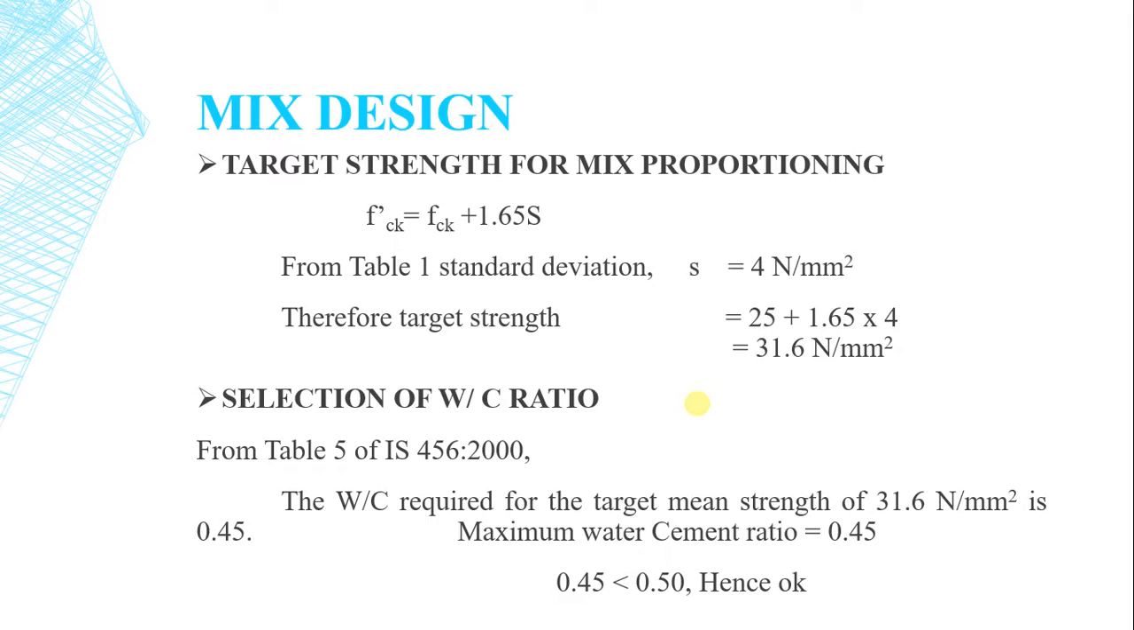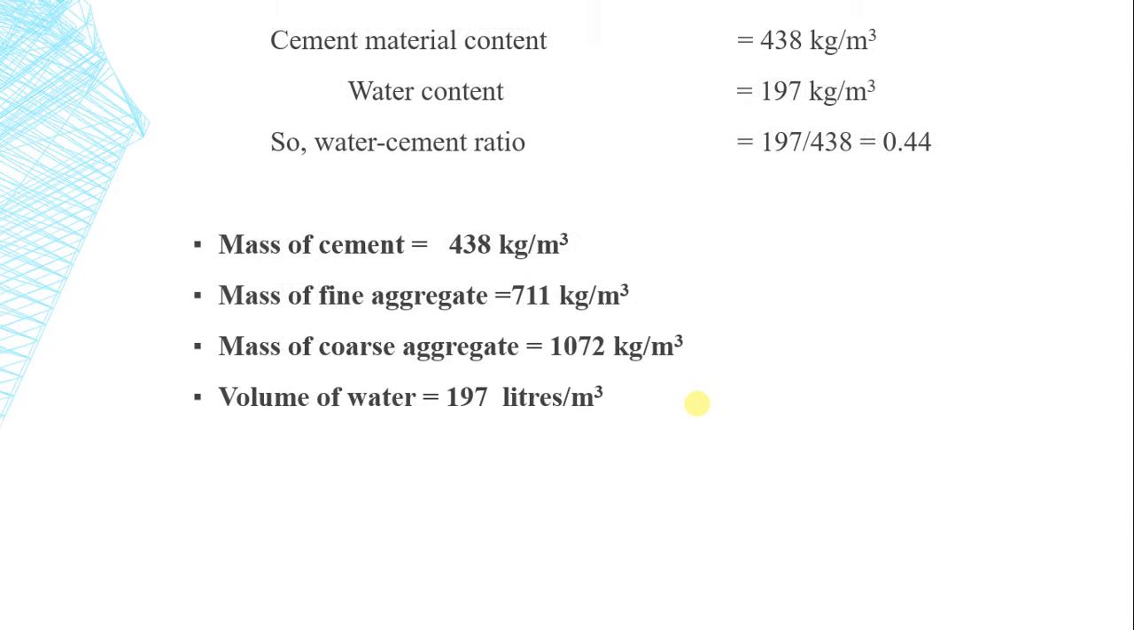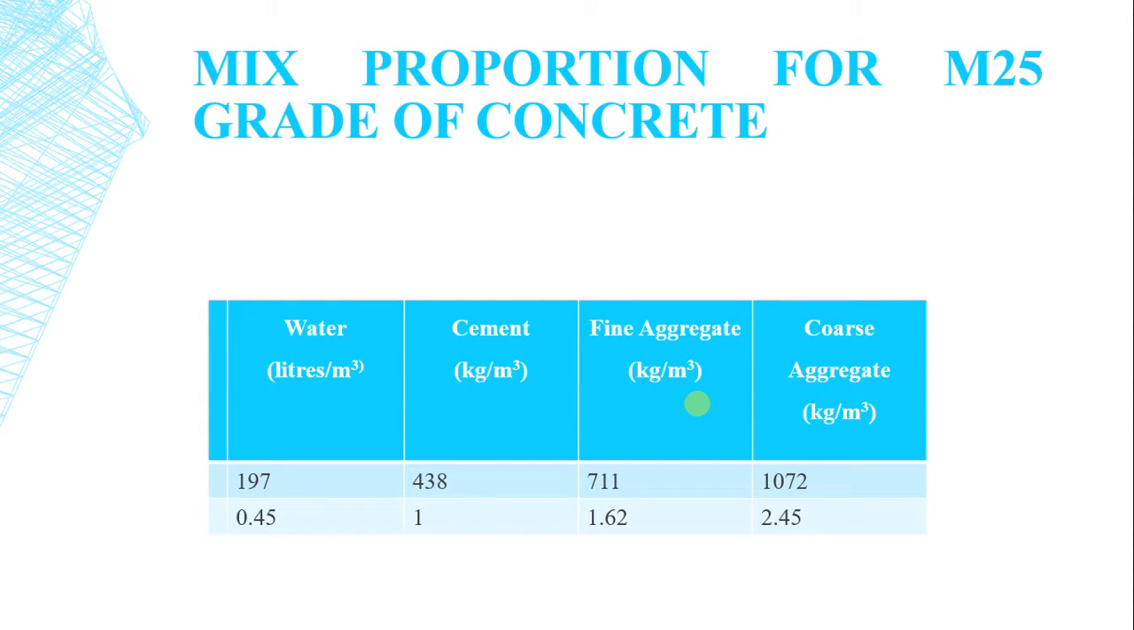Mix design. My target strength is 31.6 Newton per mm square. This mix design has been tabulated by IS, which has a water cement ratio of 0.45. Hence the mass of the cement is calculated as 438 kg per meter cube, mass of fine aggregate as 711 kg per meter cube, mass of coarse aggregate as 1072 kg per meter cube, and volume of water as 197 liters per meter cube. Hence the mix proportion for M25 grade of concrete as per IS is 1:1.6:2.5 with a water cement ratio of 0.45.